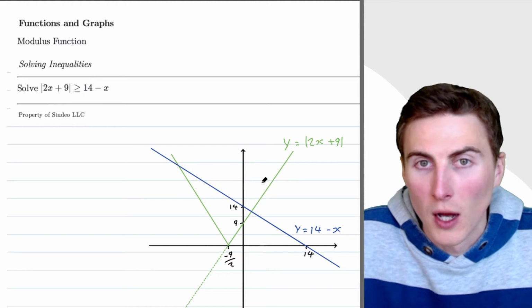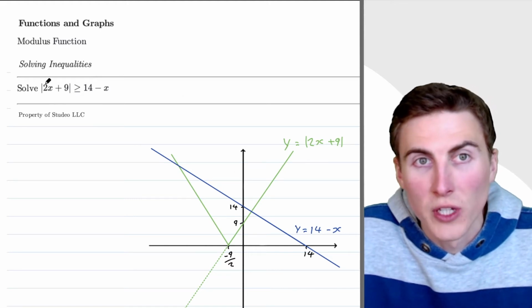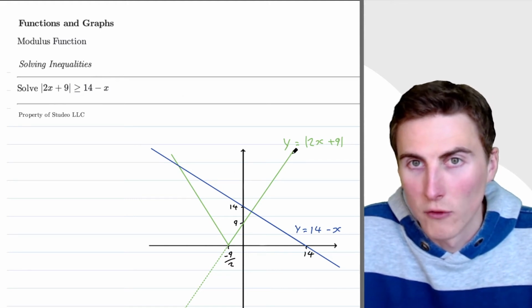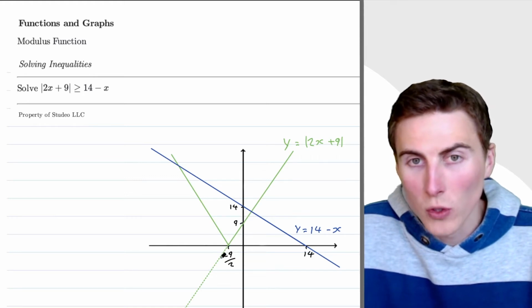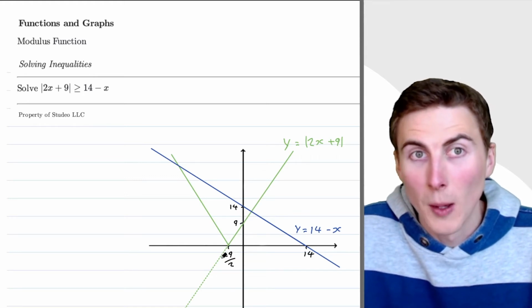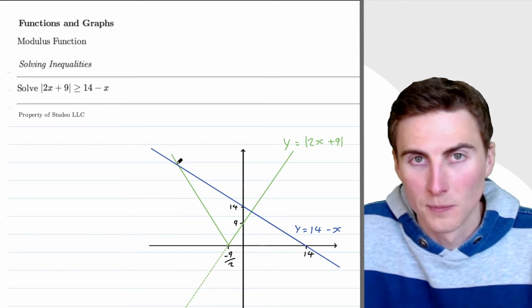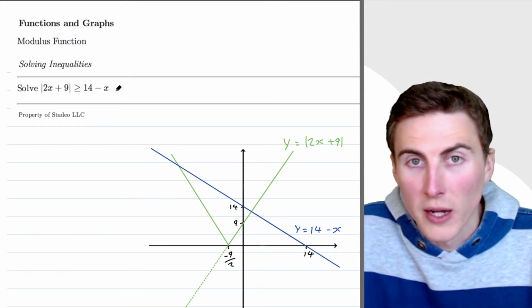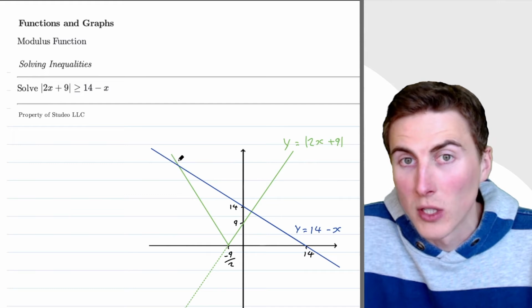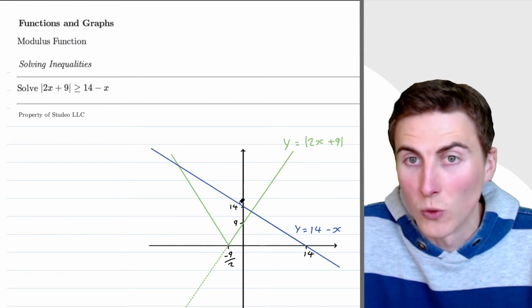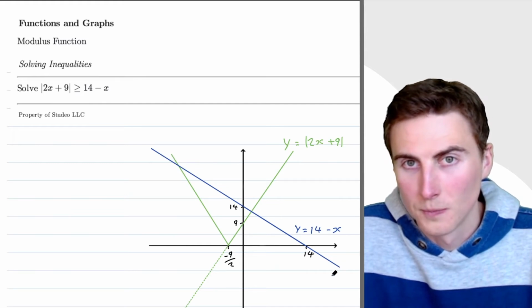So to save us the time, I've drawn these out here. The 2x plus 9 one, I've drawn here. You can see it intercepts the y-axis at 9, and then it would have continued all the way down here. But because it's modulus, this bit gets reflected up here to actually get this part here. And then for the 14 minus x, this has a gradient of minus 1 and intercepts the y-axis at 14, so that goes straight down here.